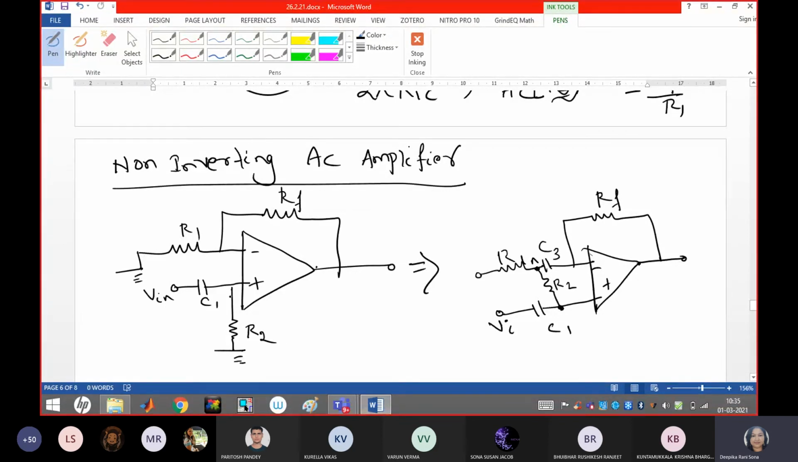Previously the impedance was getting reduced. As per the op-amp concept, we should get high input impedance and low output impedance. But this R2 in this position was making the circuit reduce the input impedance, and through this it can be overcome. So this is all about the non-inverting AC amplifier.